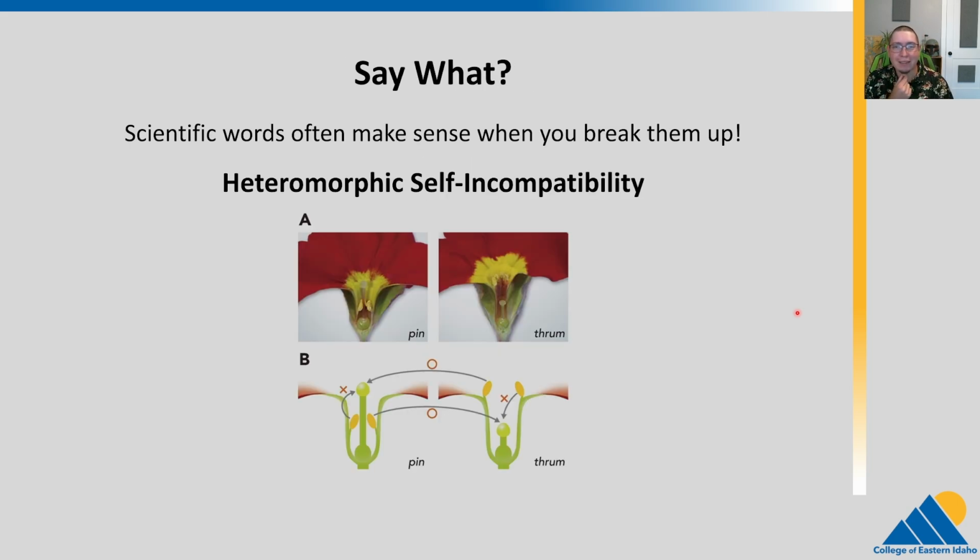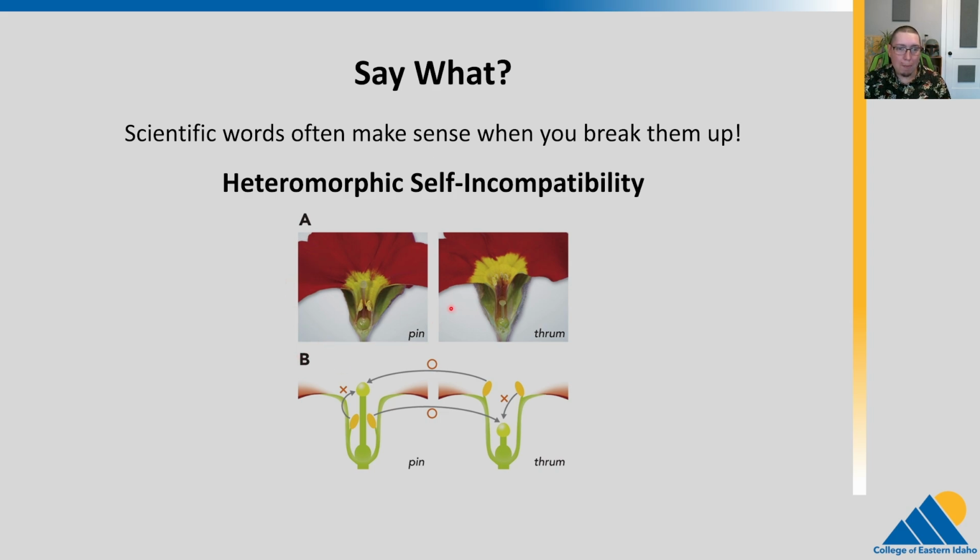Let's take this seemingly unwieldy term here. So we have here heteromorphic self-incompatibility. Okay, this is something that I studied during my PhD work. Here's some pictures of the flowers that I worked on.